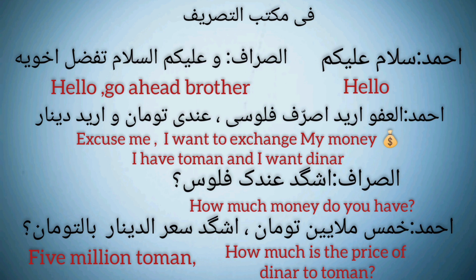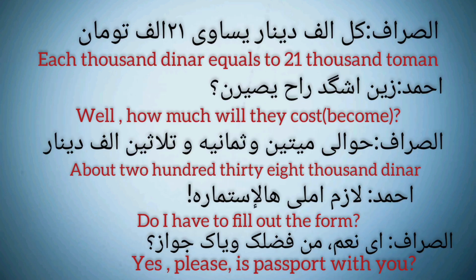كل 1000 دينار يساوي 21,000 تومان. كل basically means each. 1000 دينار means 1,000 dinar. And يساوي means equals to. Equals to 21,000 تومان. كل ألف دينار يساوي 21 ألف تومان.